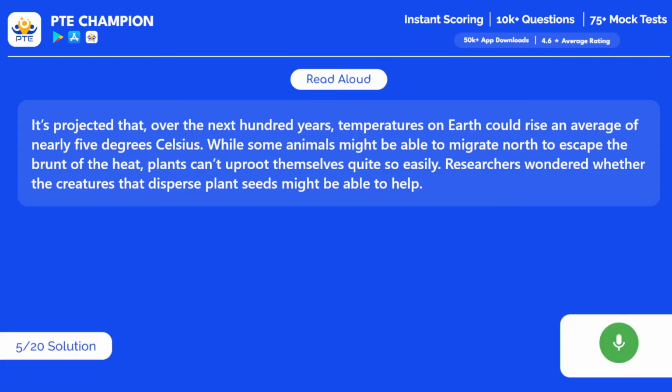It's projected that, over the next 100 years, temperatures on Earth could rise an average of nearly 5 degrees Celsius. While some animals might be able to migrate north to escape the brunt of the heat, plants can't uproot themselves quite so easily. Researchers wondered whether the creatures that disperse plant seeds might be able to help.